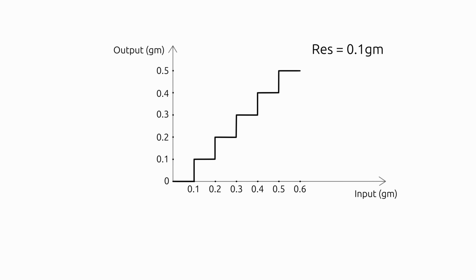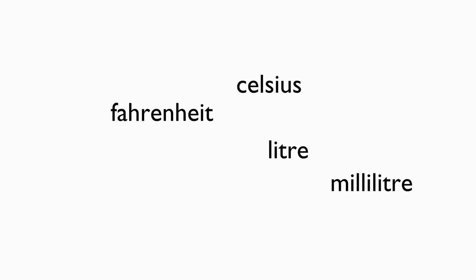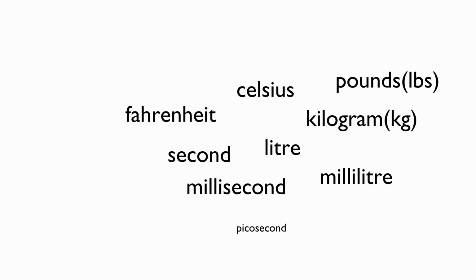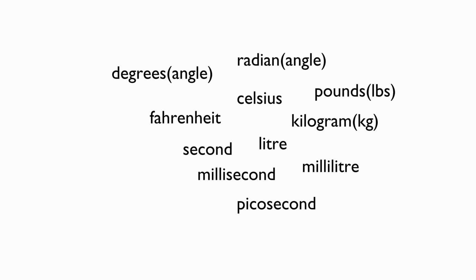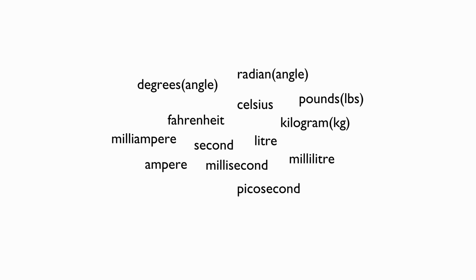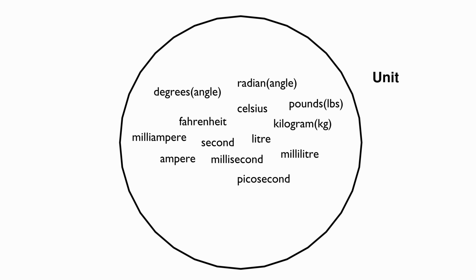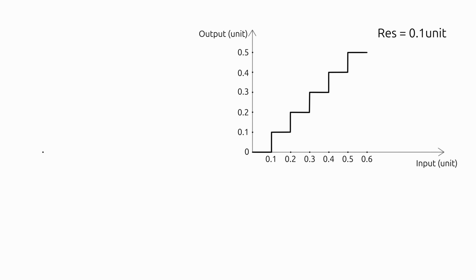Let me go back to the previous plot. This plot will be similar if we are measuring other quantities like liter, milliliter, degree Celsius, degree Fahrenheit, kilogram, pound, second, millisecond, picosecond, radian, degrees, ampere, milliampere and so on. Why don't we generalize them all into a term called unit instead? Yes, let's do that.